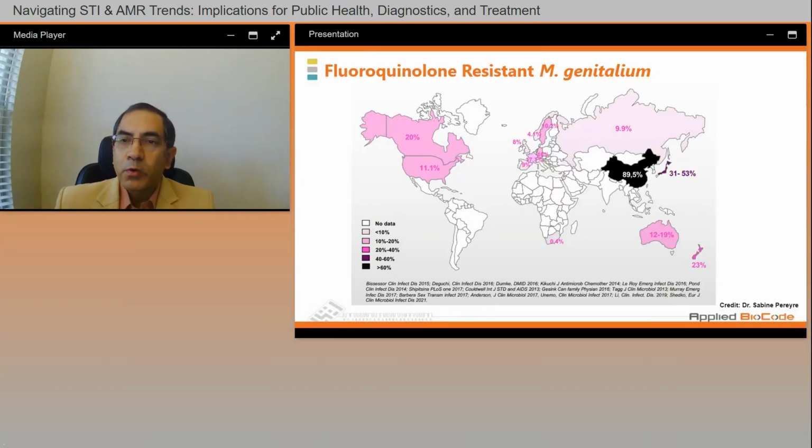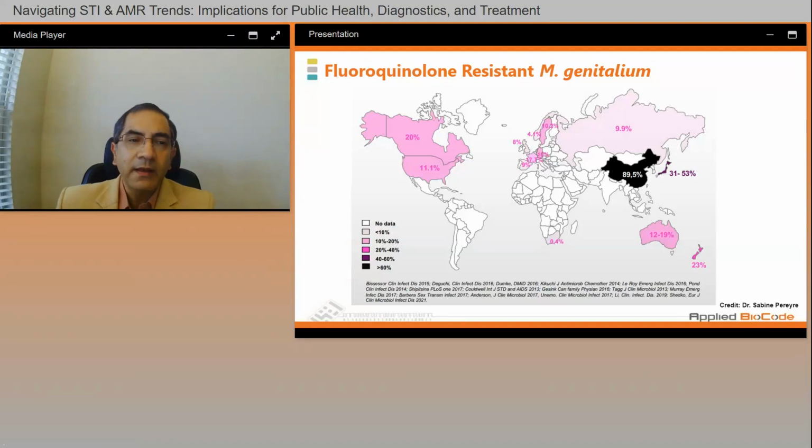Resistance to fluoroquinolone, although less common, is also on the rise. Resistance to fluoroquinolone is very similar to that of resistance to macrolide. Fluoroquinolone-resistant M. genitalium have been detected in the same countries where macrolide resistance has been detected.